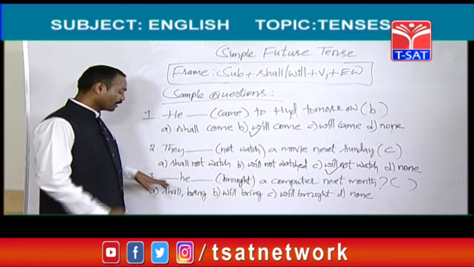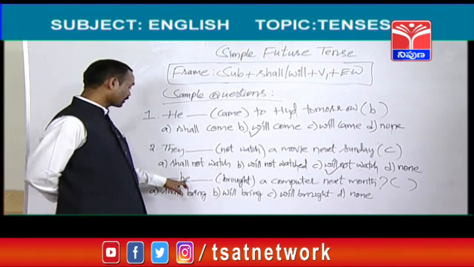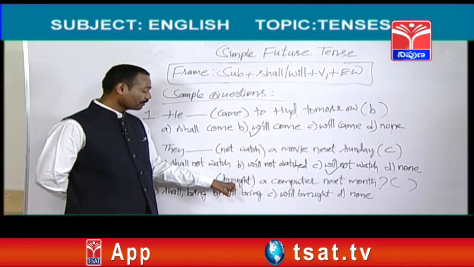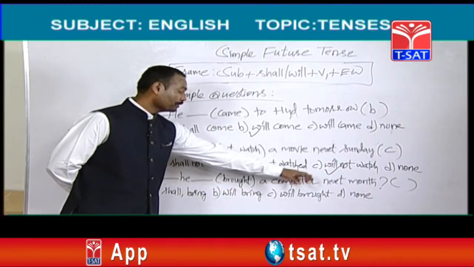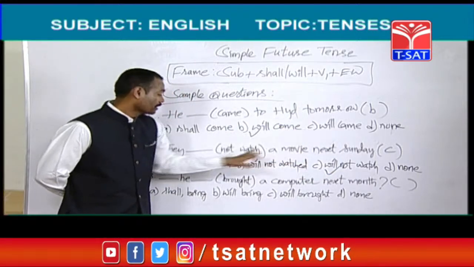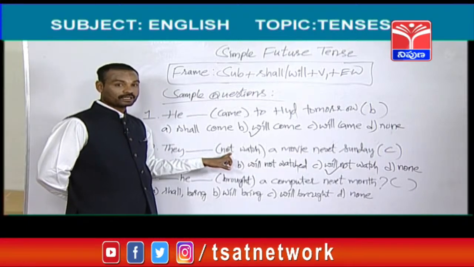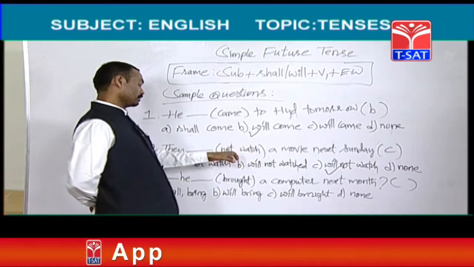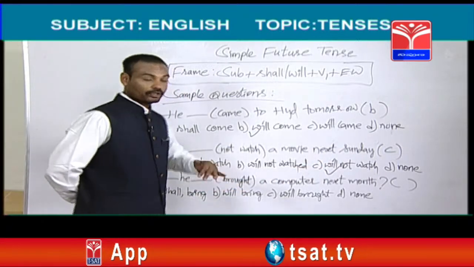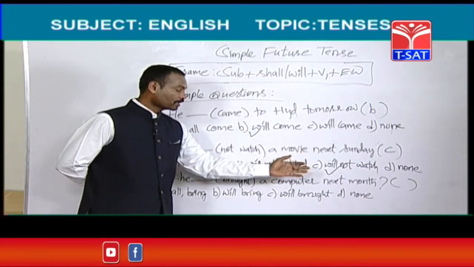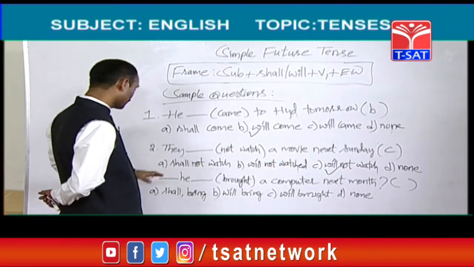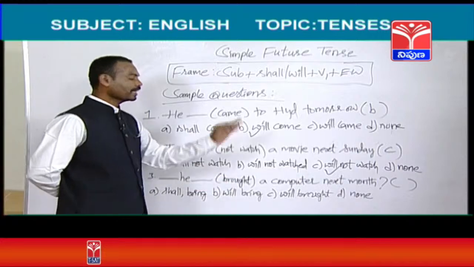Next, let's see one more example here. See friends, one subject is there, that is he, and under the bracket they have given one verb in the second form: bring, brought. A computer next month, and a question mark is there. Here under the bracket not is not given, so it is a positive sentence. Here a question mark is there, so it is called an interrogative sentence. Whenever you find a question mark, you can think it may be an interrogative sentence or a WH type sentence. Here there is no WH word, so it is an interrogative sentence.